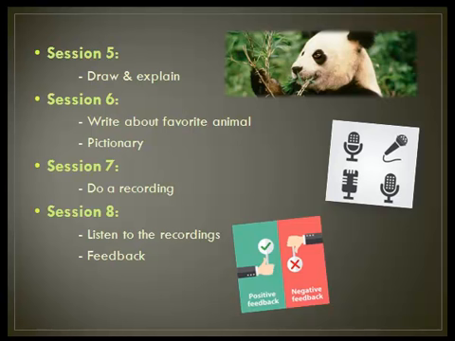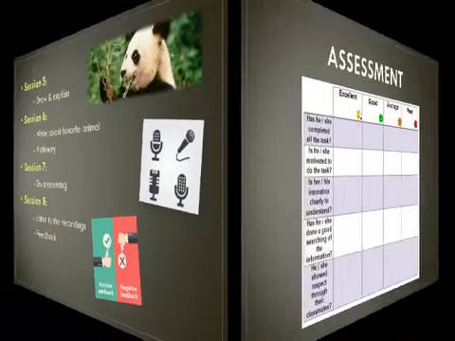On session number 7, the students will form groups and they will prepare a recording in which they will have to speak about one animal, saying its habitat and its characteristics. After this, they have to record it. On the final session, the students will listen to the recordings of their classmates and the teacher will give feedback to them.